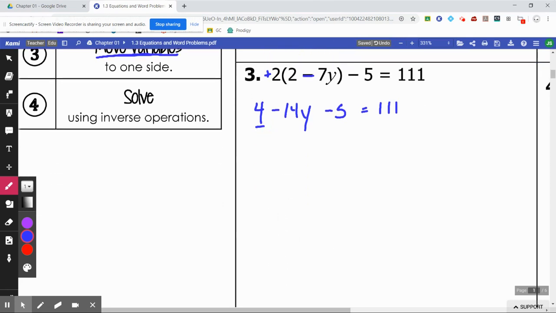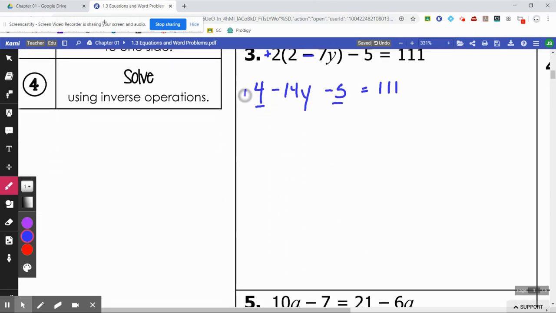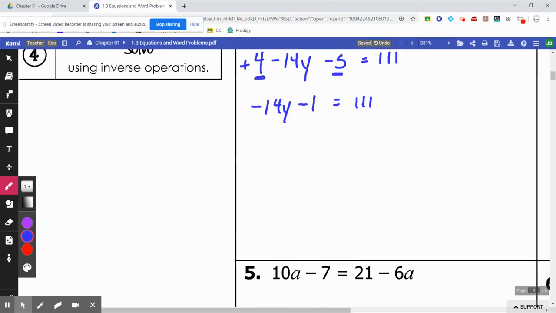If there's any like terms on the same side, like here the positive 4 and the negative 5 are on the same side, let's put them together. Let's leave our negative 14y. And a positive 4 and a negative 5 is a negative 1. Now, I did not move anything across the equal sign there. I simply put those two terms together. Now we solve it like we did before.